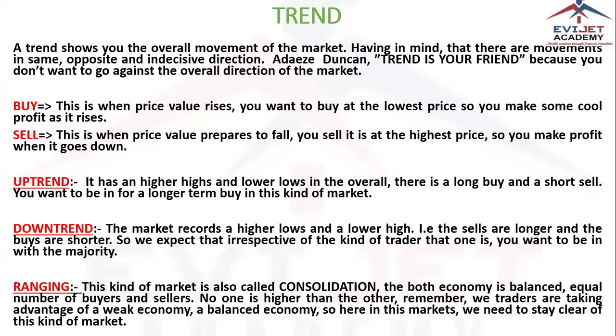Uptrend. Uptrend has the higher highs and higher lows in the overall direction. There is a long buy and a short sell. You want to be in for a longer term buy in this kind of market. So you'll be coming across the higher highs and higher lows. We'll demonstrate them so that you understand what they mean in an uptrend. You also see the lower highs and lower lows in the downtrend. We'll demonstrate all of it.